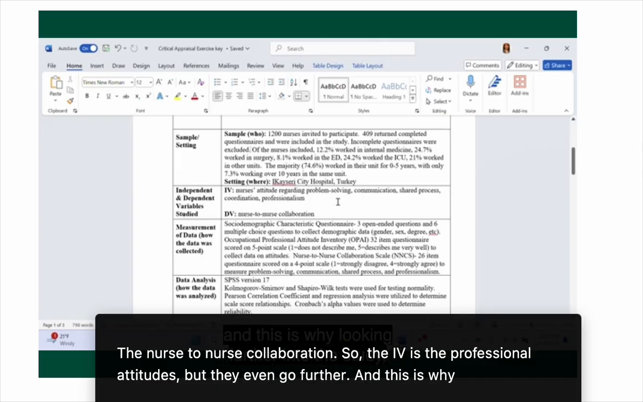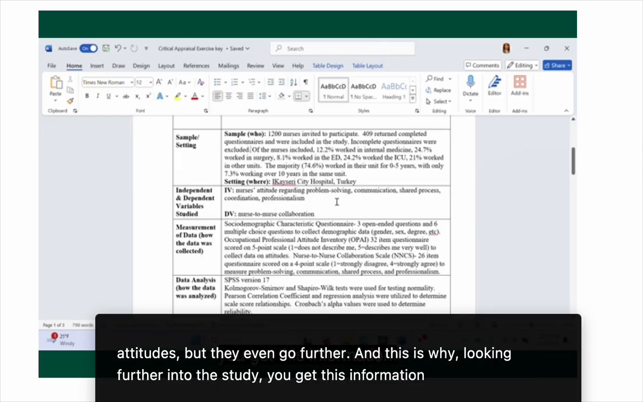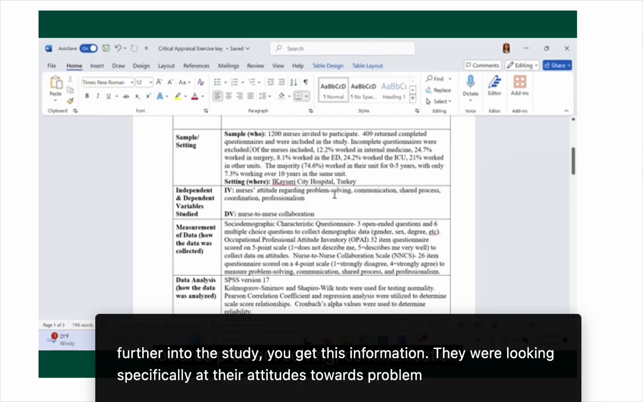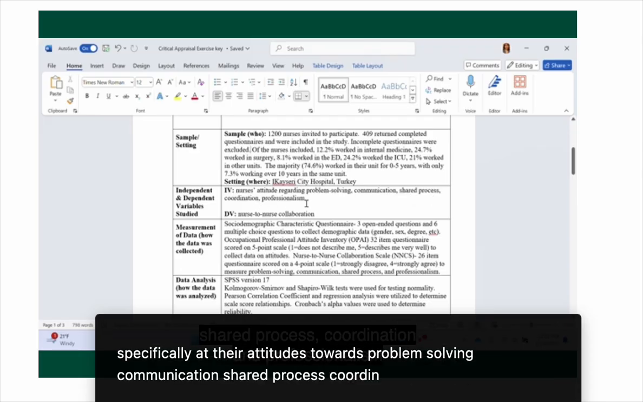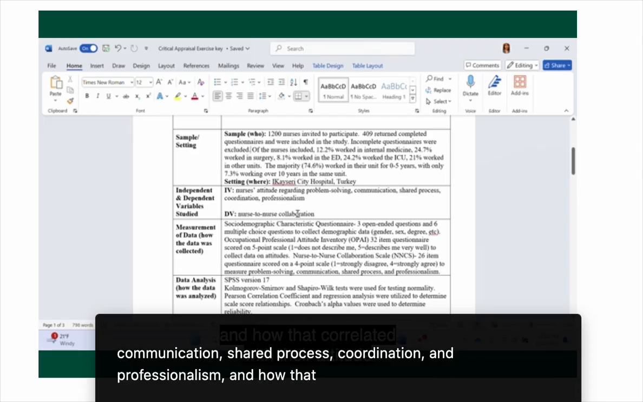In this case, the IV is the professional attitudes. And then what the DV is, that's the outcome, is they're looking at these attitudes, seeing how they affect the nurse-to-nurse collaboration. They go further, and this is why looking further into the study, you get this information. They were looking specifically at their attitudes towards problem solving, communication, shared process, coordination, and professionalism, and how that correlated with their attitude towards nurse-to-nurse collaboration.